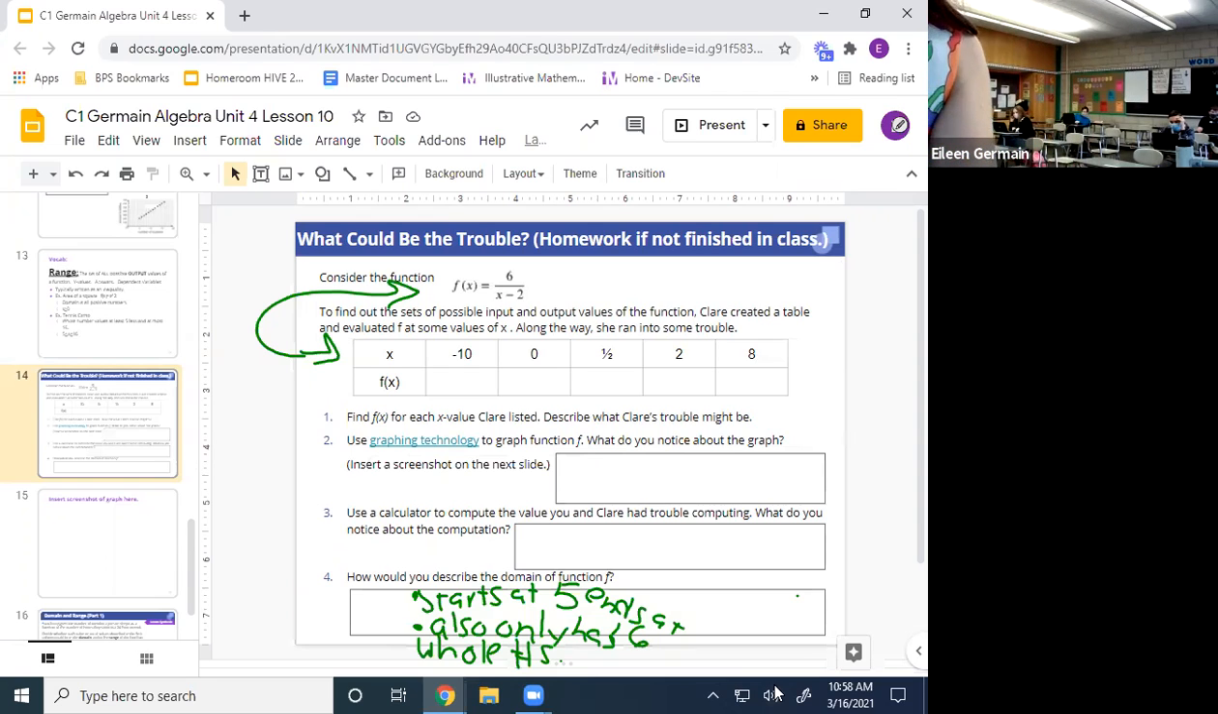Use your calculator to compute the values that you might have had trouble computing. So I want you to use a calculator to calculate these guys if you weren't able to calculate them at the top. And then what do you notice about the computation? So what do you notice about what you have to do here? And how would you describe the domain of this function? As I said, we're going to go through this tomorrow in class. So if you're super struggling, I still want you to give it a shot because I think we can. But we're going to discuss it in debrief tomorrow.